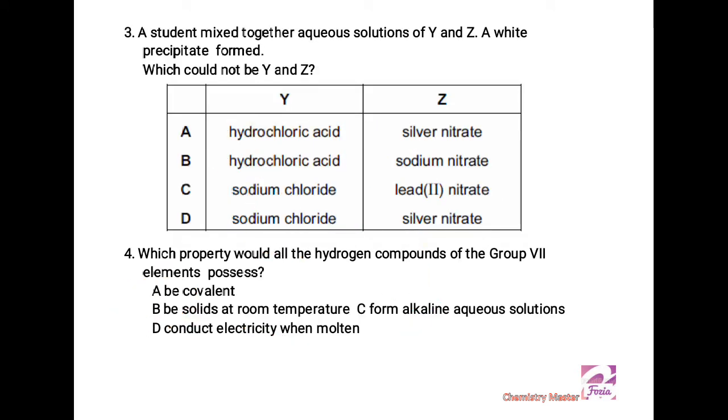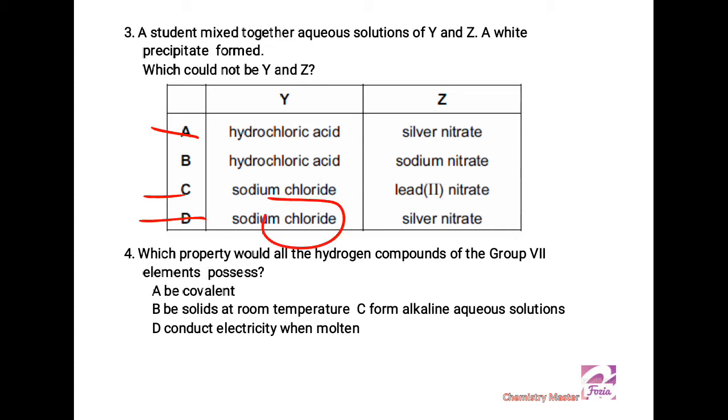A student mixed together aqueous solutions of Y and Z. A white precipitate is formed, which could not be Y and Z. You think about it. I taught you many times that whenever we perform some chemical reaction and we are expecting some precipitate to form, and if it is a halide or chloride, then we think of maybe silver nitrate or lead nitrate. So in these conditions A, C and D, we can expect a white precipitate.